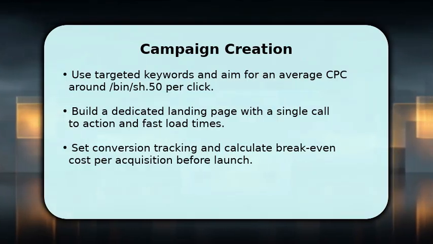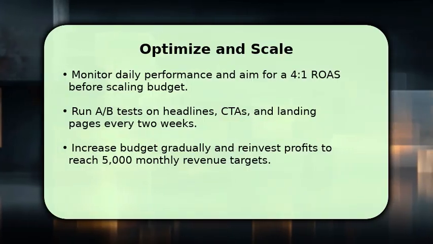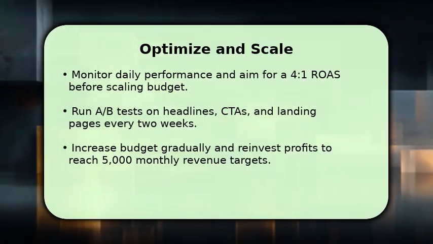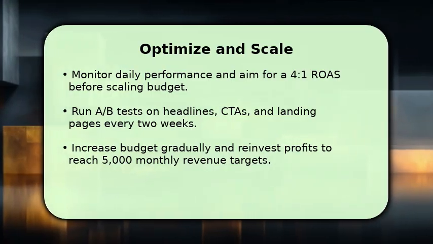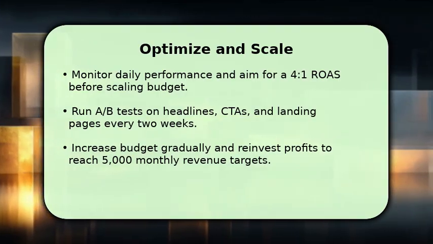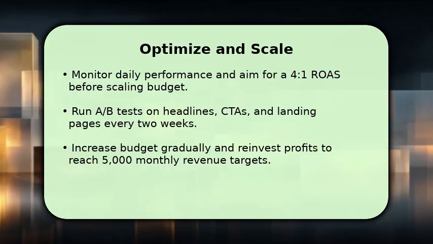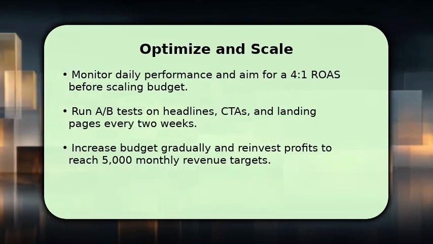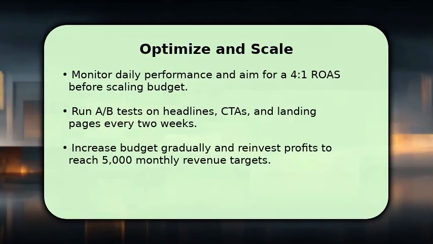Optimize continuously by monitoring daily performance and adjusting bids to improve efficiency. Monitor daily performance and aim for a 4-1 ROAS before scaling budget to reduce financial risk. Run A/B tests on headlines, CTA, and landing pages every 2 weeks to discover higher converting combinations. Cut underperforming keywords and reallocate spend to winners while watching conversion rate changes.